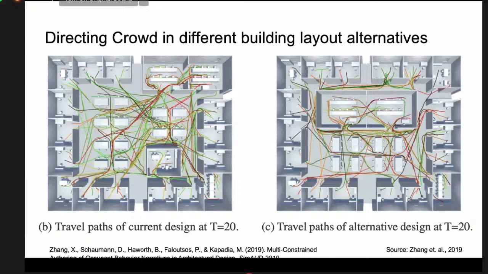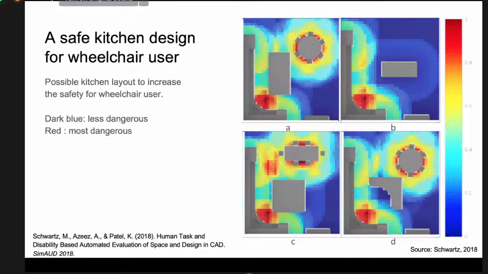So the best design from the alternatives that are evaluated is the one that is closer to our intention. This is an example about a safe kitchen design for wheelchair users. So we can do that.